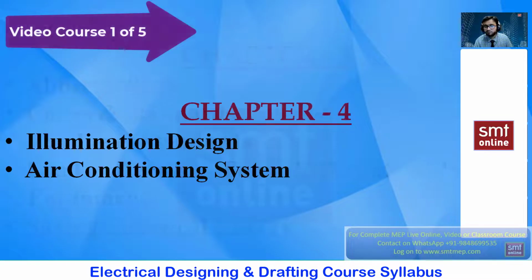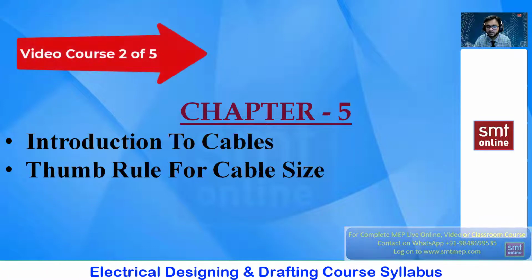Then chapter 4 is the illumination design, which means which type of lighting fixture we are going to choose for the interior side and the exterior side, and what type of design we have in the lighting. The air conditioning system is also covered. To maintain the properties of air, we require the split AC and the window AC. So that is also very important to understand. Then chapter 5 is the cables.